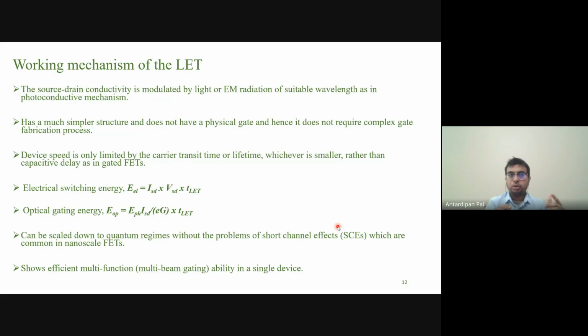The LET, which we said doesn't have a semiconductor implant of N plus or P plus, those diffusion regions. That means they don't have the drain and source. So between the drain and source, there is no question of short channel effects. And also this is multi-beam, multifunctional illumination, which we will discuss in one slide.